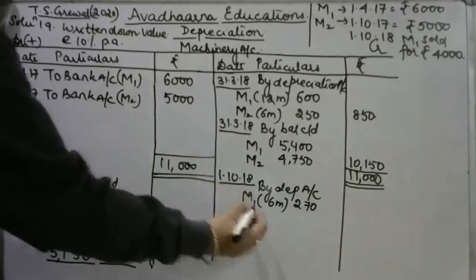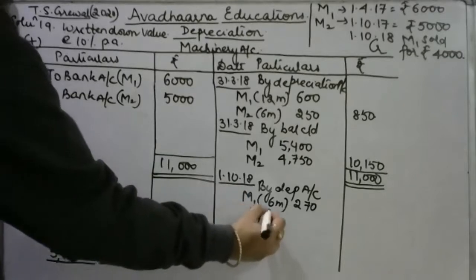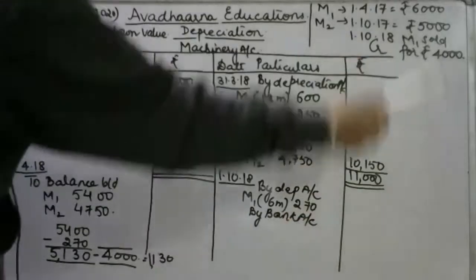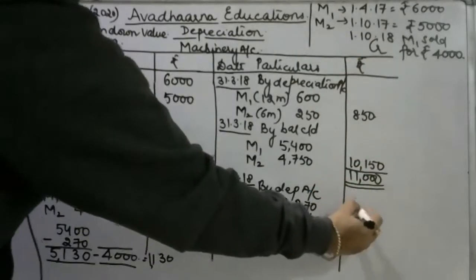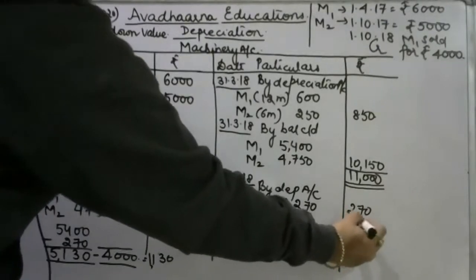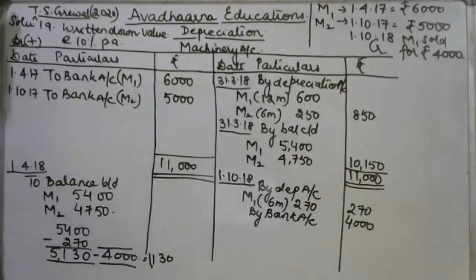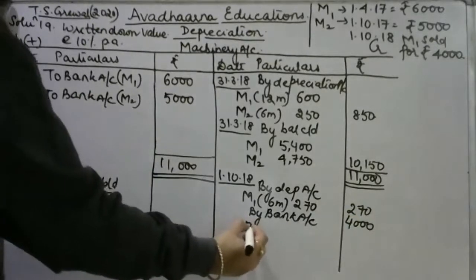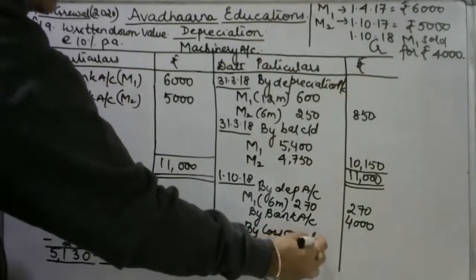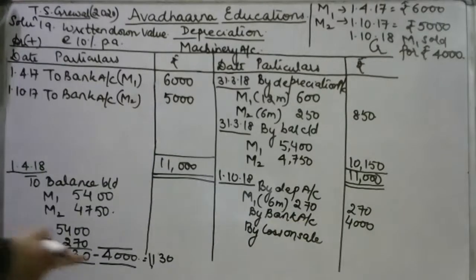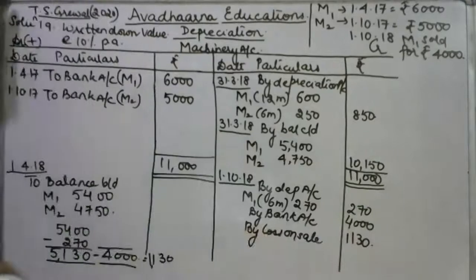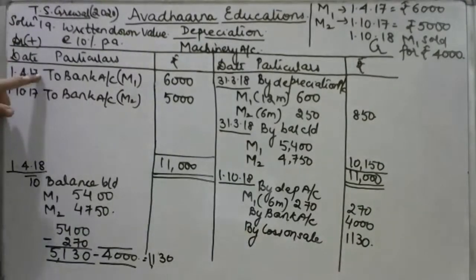So I'll write on the same date by bank account, and this machinery is sold for 4,000. So this is 4,000. Fine. And then by loss on sale of the machinery, and this amount is 1,130. Fine. Now the first machinery is sold off.